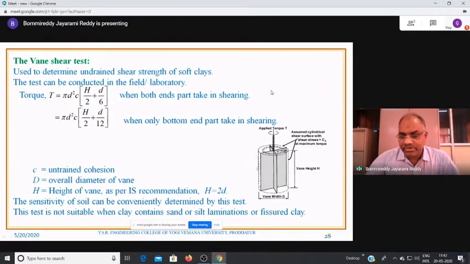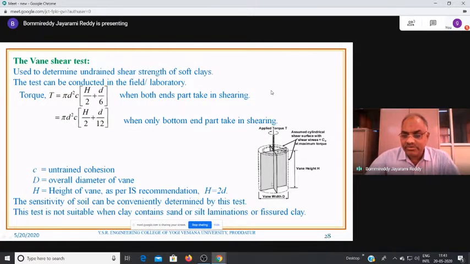You can look at here. This vane shear test is having vanes. You can look at vane 1 and another vane, like that, where 4 vanes are provided perpendicular to each other. And this vane is having overall diameter D, or we can call it vane width D, and the height of the vane is H. And what is going to happen is a torque is applied at the top.